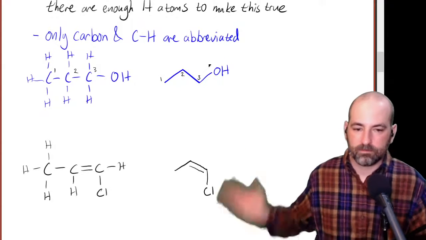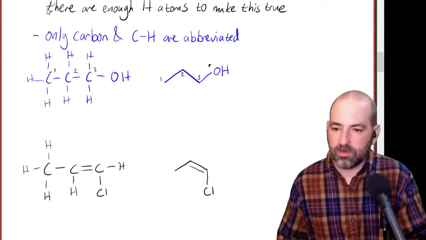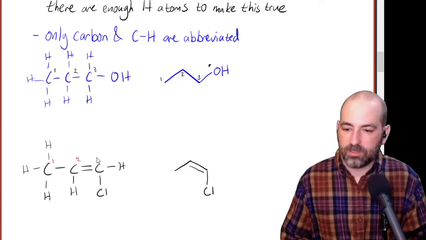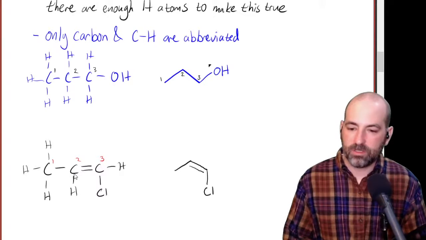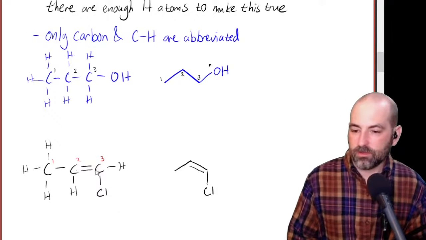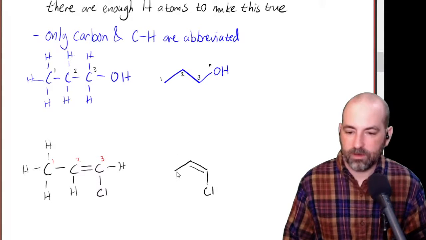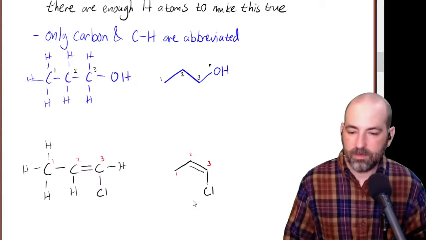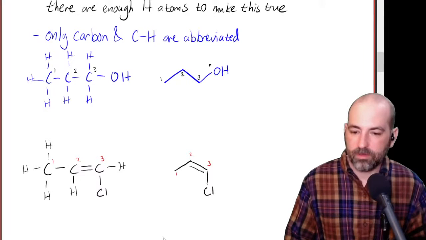All right, let's take a look. Is that what you got? Hopefully. Let's count our carbons again, make sure that you can see where everything is. So I've got 1, 2, 3. And then just looking at the structure, I can see there's a single bond between 1 and 2. There's a double bond between 2 and 3. And then there's a chlorine coming off of carbon number 3 right there. So 1, 2, 3, and then the chlorine coming off of number 3.